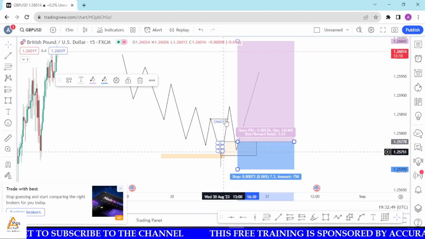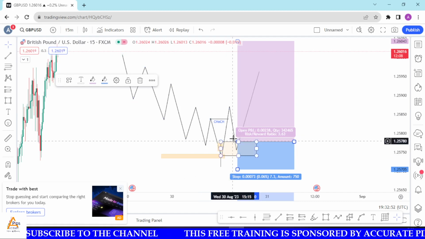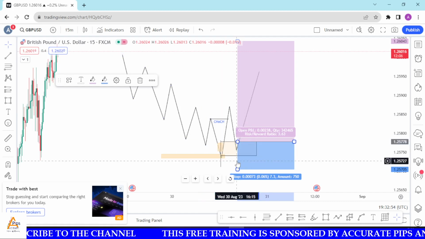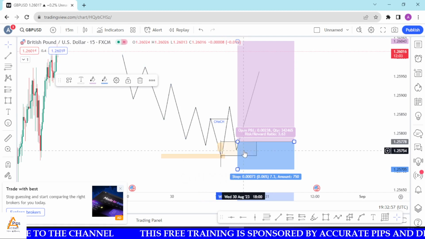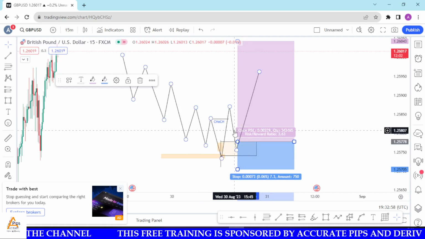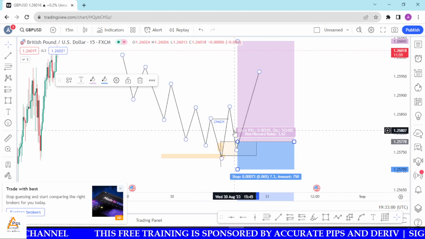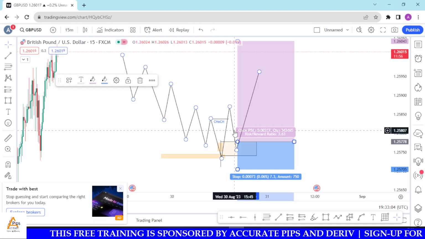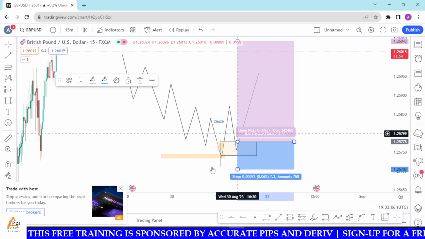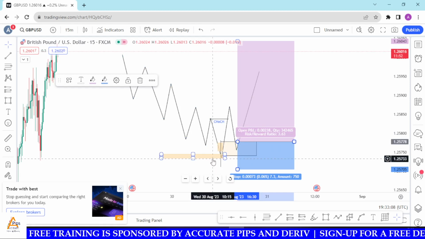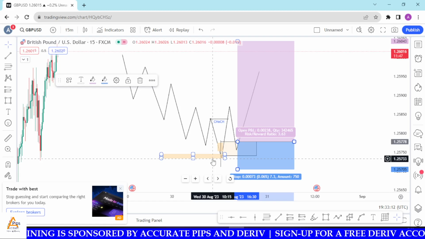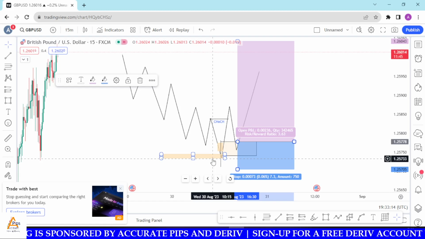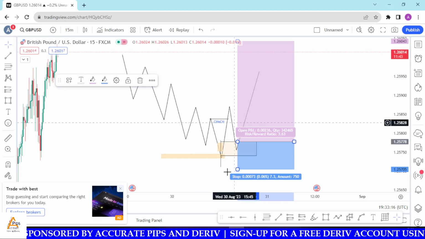That is the reason why you don't need inducement to take this type of entry. But if you get inducement, it is a plus. It just gives you more probability. But in actual fact, you don't need the inducement if it is like this.